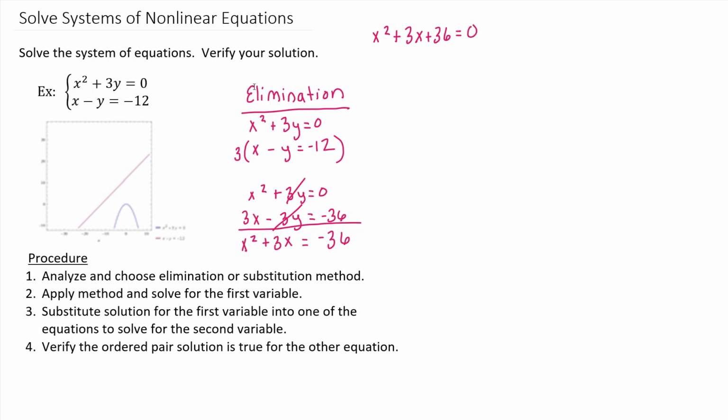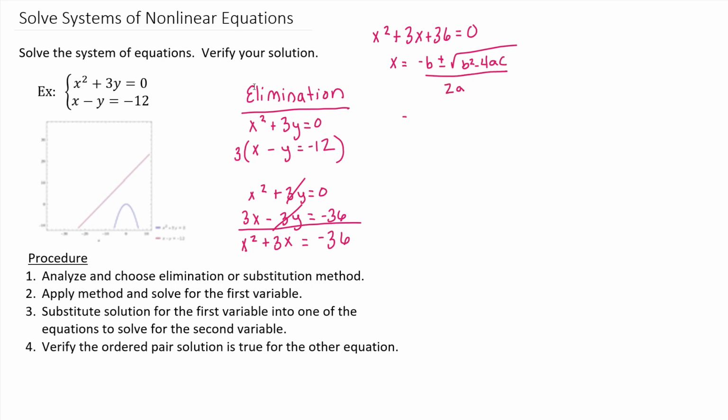Normally I would try to factor, so what two numbers multiply together to give me 36, but add to give me 3? But I know I can't come up with any numbers that are going to do that and have the same signs. So instead I would use the quadratic formula, which means our solutions are of the form the opposite of b plus or minus the square root of b squared minus 4ac, all over 2a.